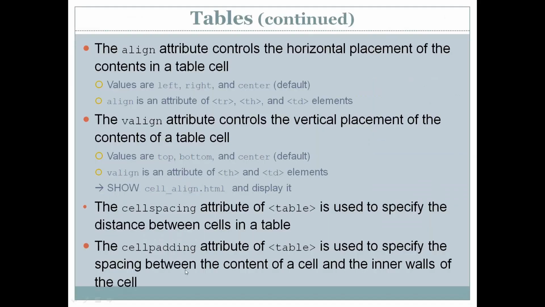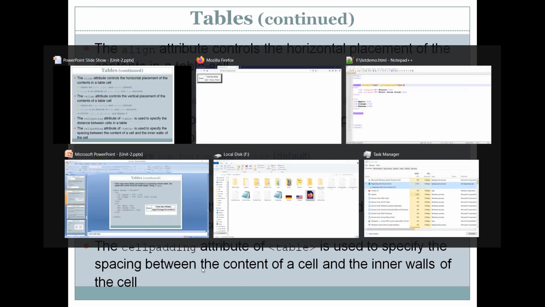There is one more attribute called cell padding. Cell padding attribute of table is used to specify the space between the content of a cell and the inner walls of the cell. So there is cell spacing and cell padding, it is important. Cell padding is the space between the content and its inner boundary, whereas cell spacing is the space between the multiple cells. Now I will use cell padding as well.